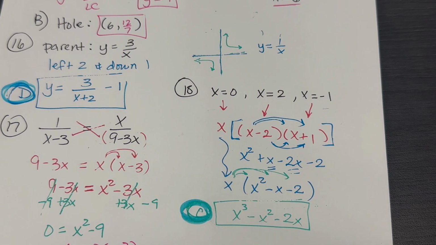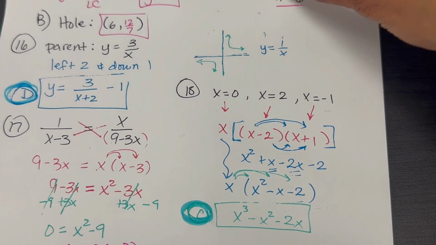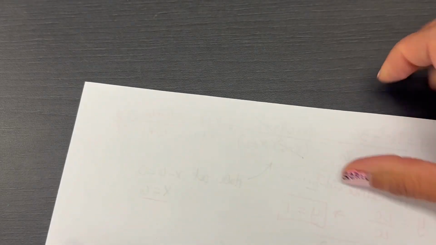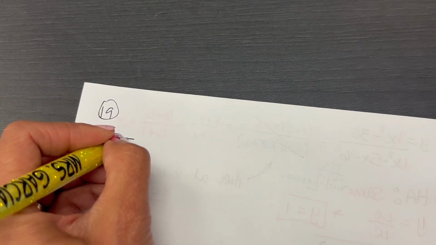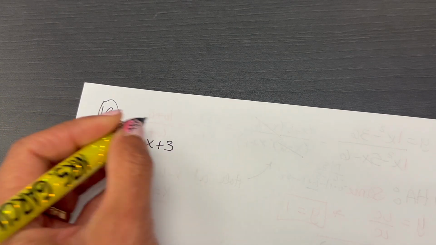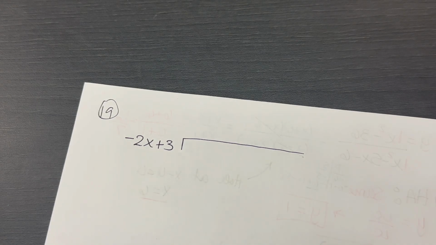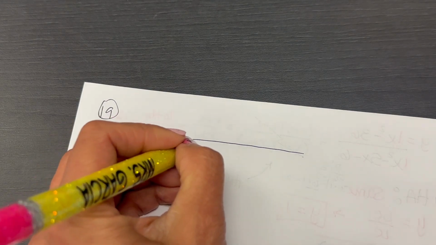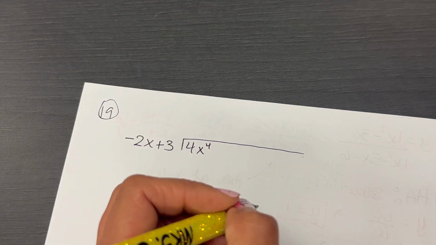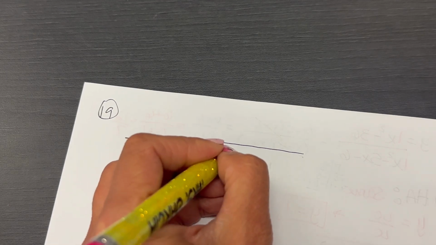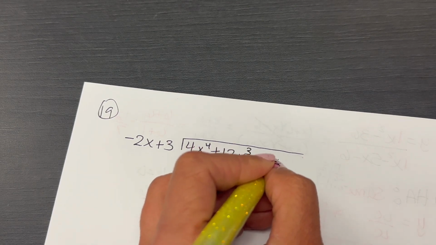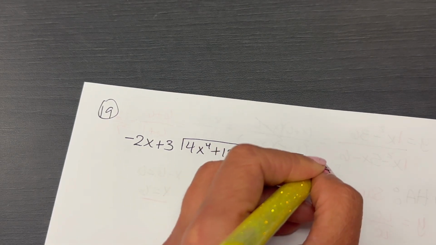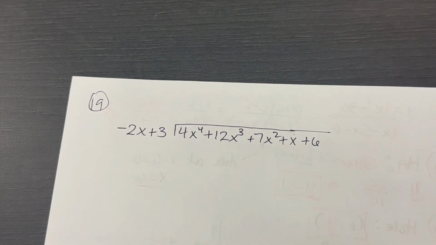Number 19 is a long division problem, so I need more room for that. So I'm going to flip this over. It says use long division to find the quotient. And let's see, I'm going to just set it up. So negative 2x plus 3 is what I'm dividing by. And I'm dividing this into 4x to the 4th plus 12x cubed plus 7x squared plus x plus 6. All right, and here we go.